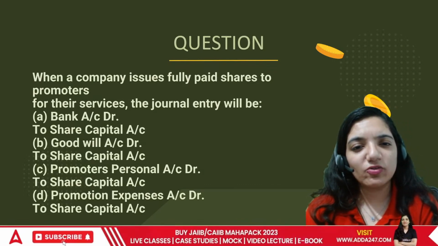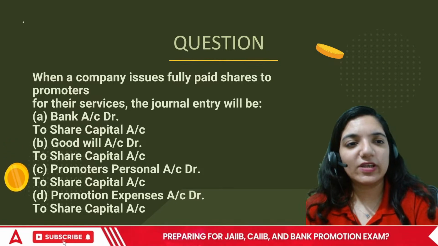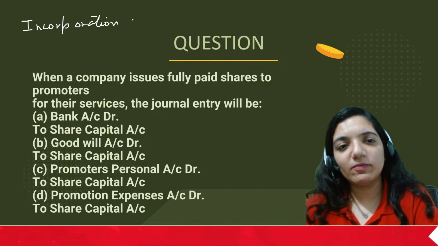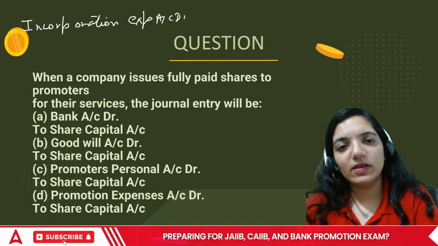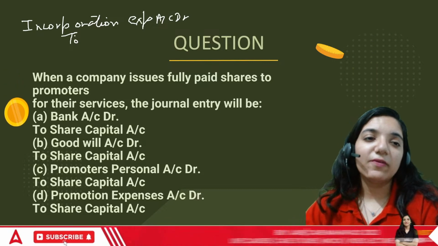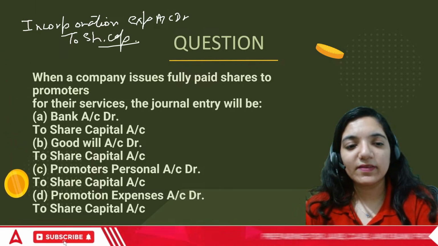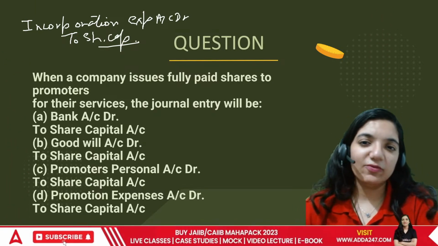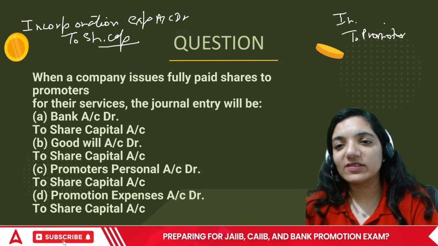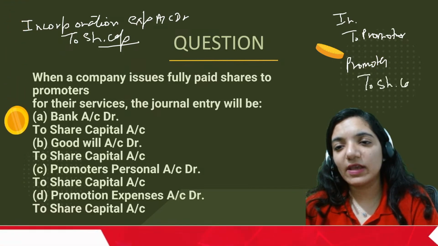So basically, we can call the expenses for which they have paid incorporation expenses. That means the money that we pay for the birth of the organization. Incorporation expenses to, and we are not paying them in cash, are we? No. We are paying the promoters in terms of shares. So can I say to share capital? Either this is the journal entry, or you have incorporation expenses to promoter, and then you pass the journal entry promoter to share capital.